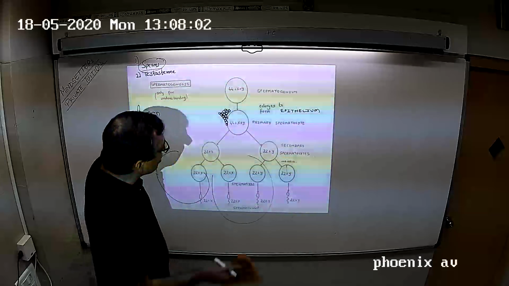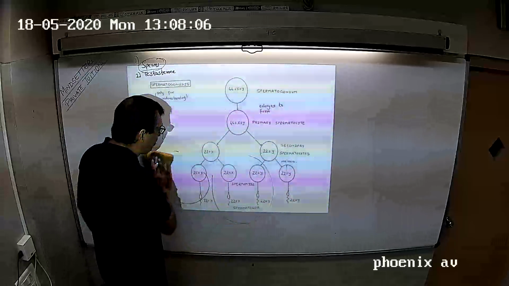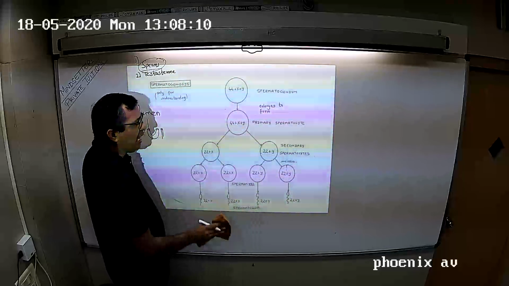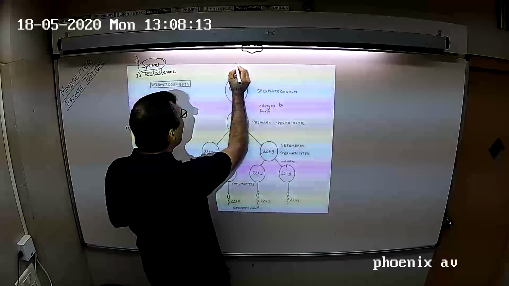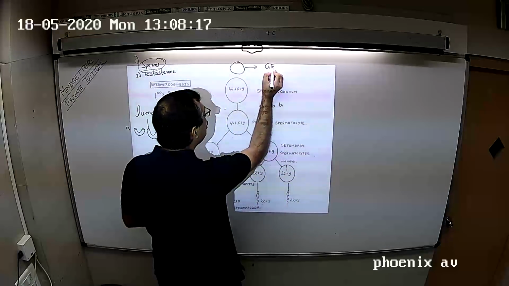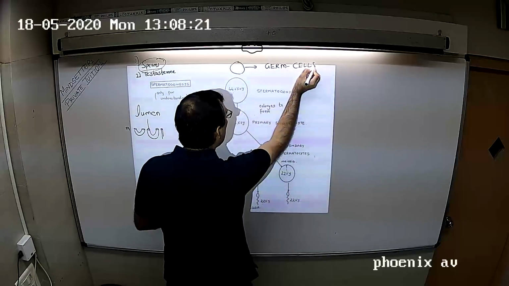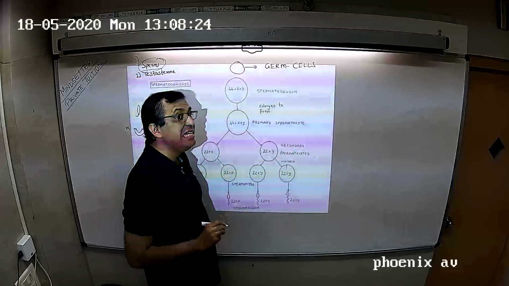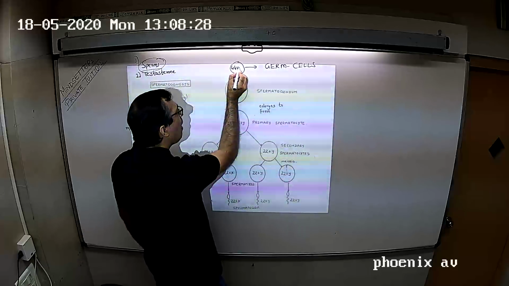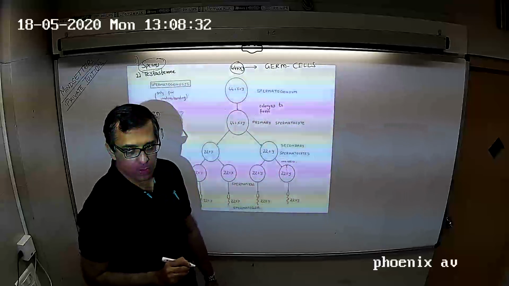So third, here we have the real presentation of spermatogenesis. At the periphery of the seminiferous tubule, we have cells which are called germ cells. So here we have germ cells. Germ cells are diploid. They have 44 plus XY sex chromosomes.